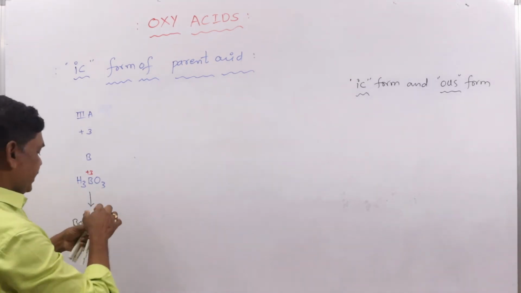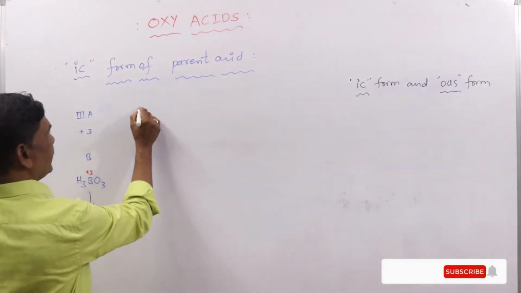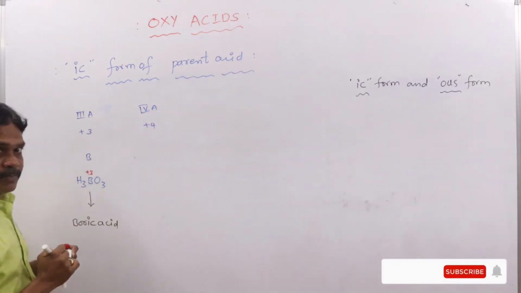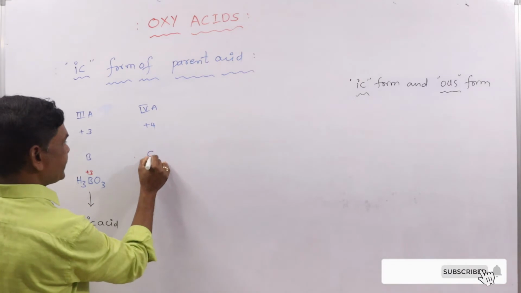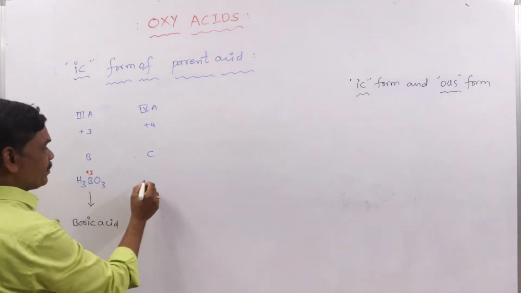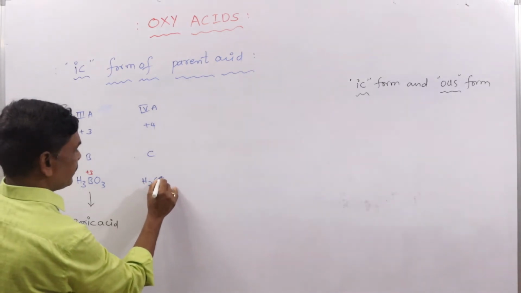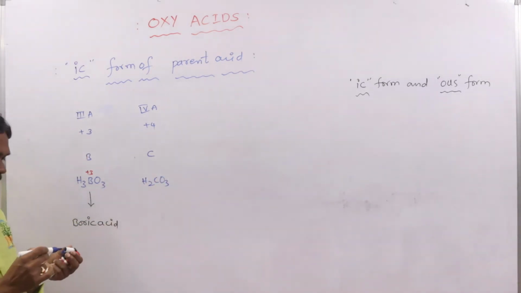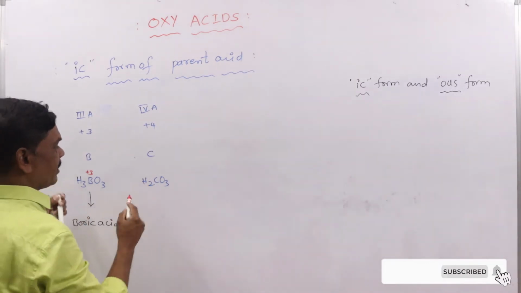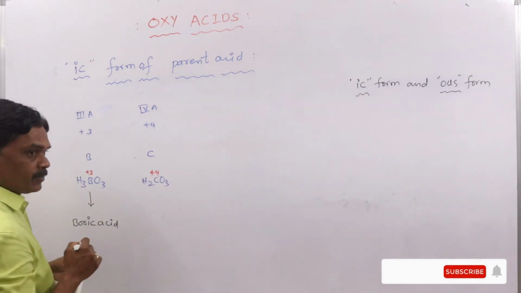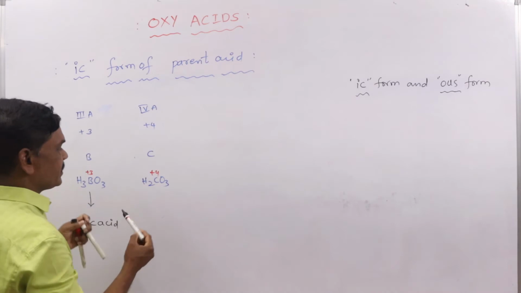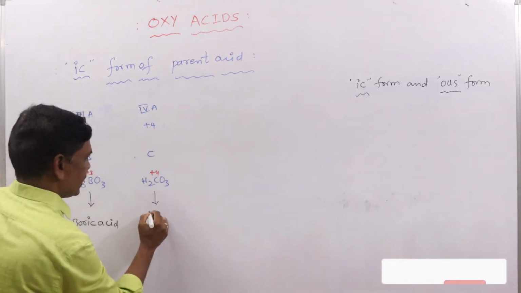Now I am taking fourth A group elements. The maximum oxidation state is +4. The element is carbon. By using carbon we write carbonic acid, that is H2CO3. Here the oxidation state of carbon is +4, which is equal to the highest oxidation state. So the name of this H2CO3 is carbonic acid.